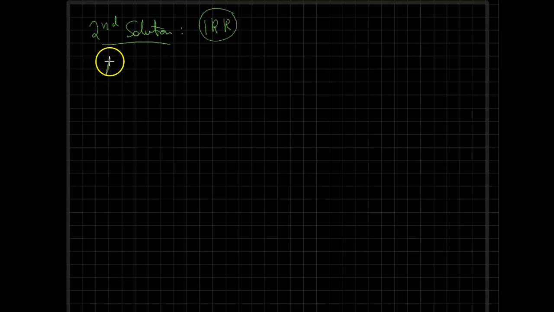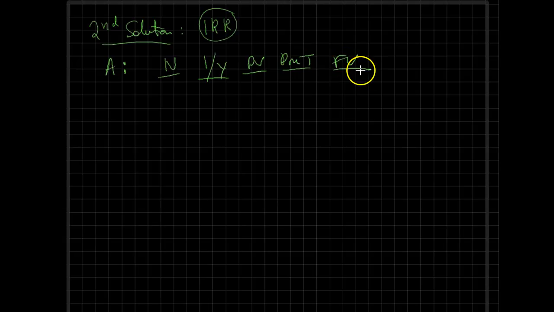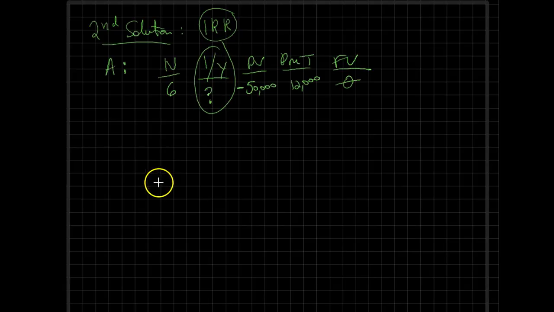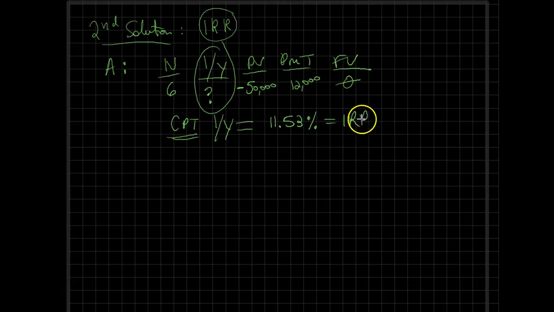So I'm considering the first project. We have N, I over Y, PV, payment, and FV keys. Obviously both projects have zero salvage value. The first project has a $50,000 initial outlay. Don't forget to put the minus sign, and the payments over the next 6 years are expected to be $12,000. You press here for the question mark and you compute I over Y. Quite strikingly, it will give you the same IRR result that you got earlier. So that would be the IRR of the first project.